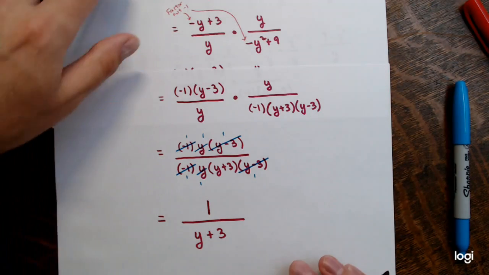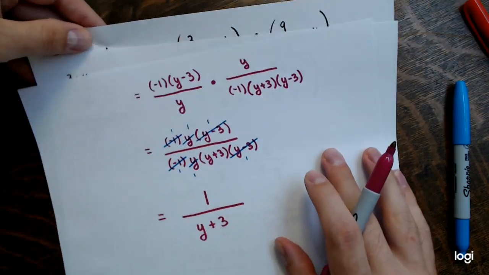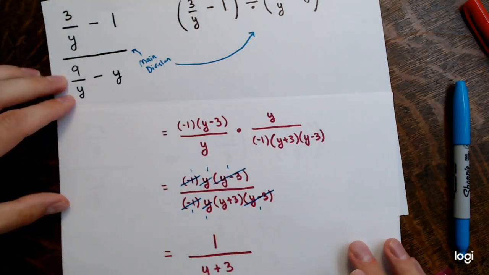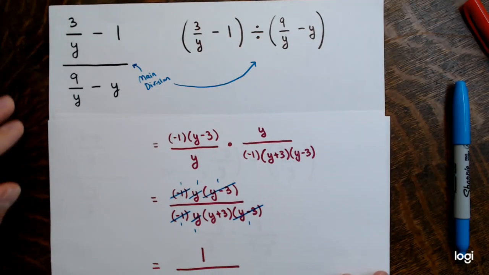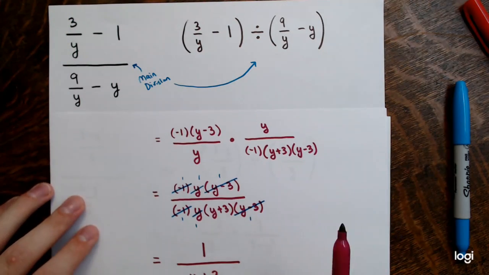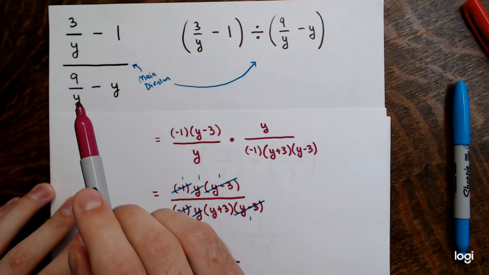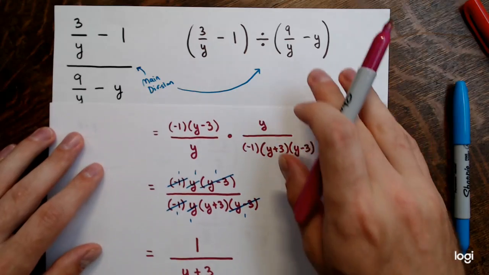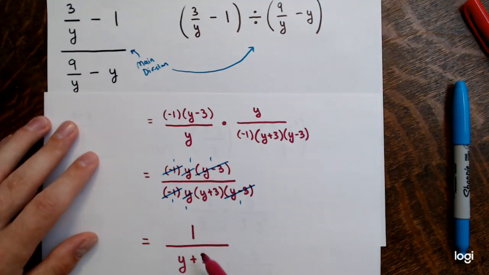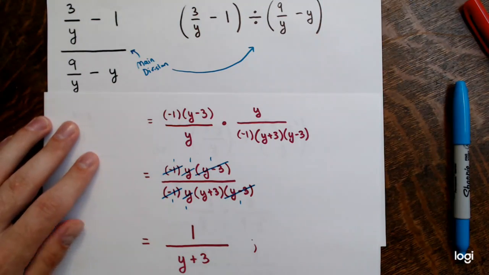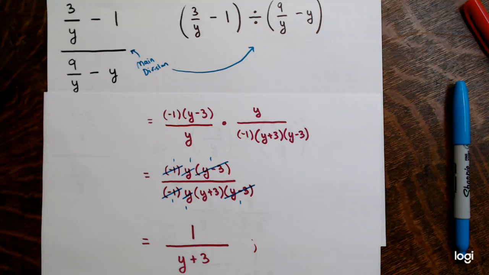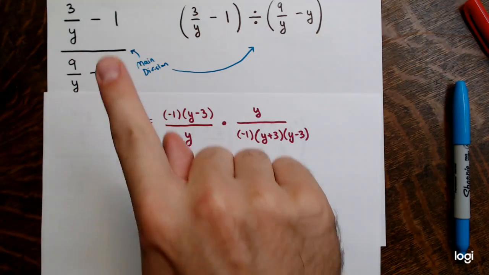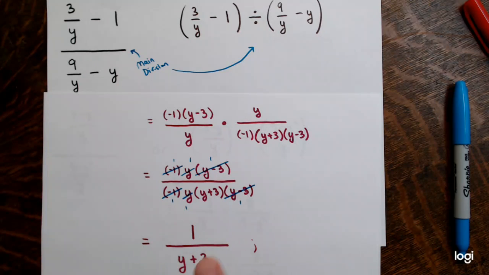Wonderful. So our original problem, all right, this guy way back here, here it is, this 3 over y minus 1 divided by 9 over y minus y, that will have the same value as what I have here, 1 over y plus 3. But not all the time. Right? Not all the time. You can't plug in whatever you want.